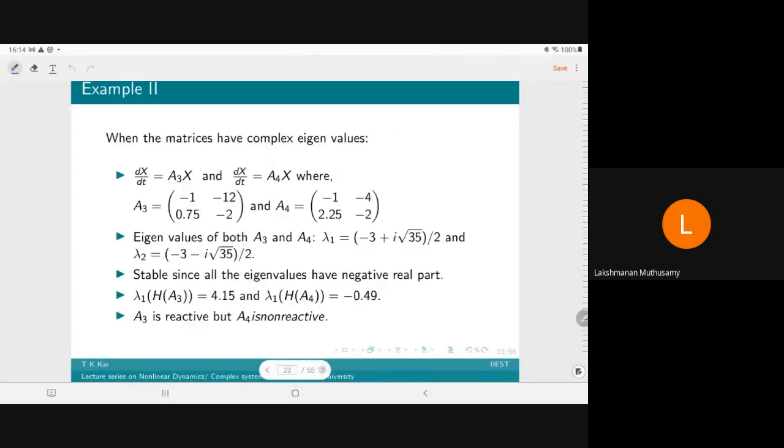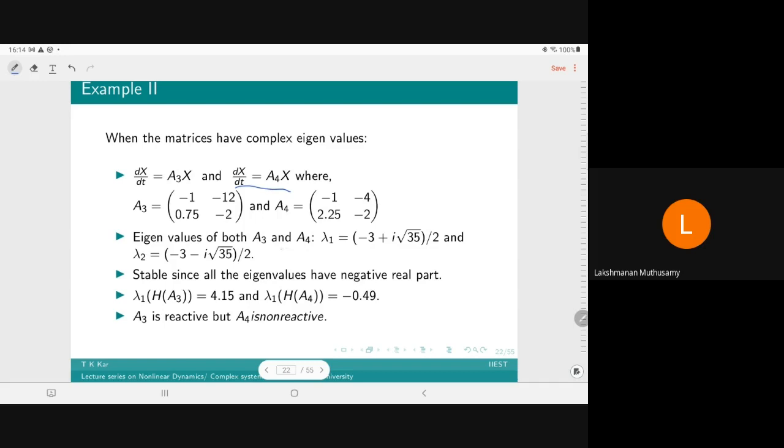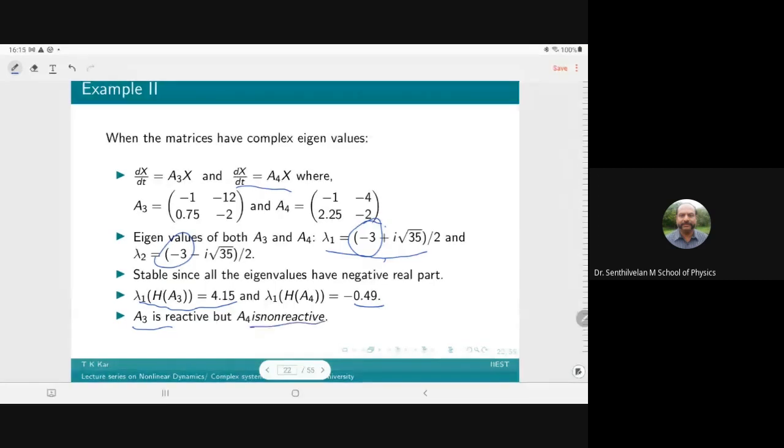And if you consider another example, dx/dt = A3 x, etc. Here all the eigenvalues are complex. Look at this, real part negative. Here also real part negative. So the equilibria of these two systems are stable. And if you form the Hermitian part of A3 and A4, it is found that lambda 1, the largest leading eigenvalue, is 4.15 for A3, and here it is negative. So A3 is reactive, but A4 is non-reactive.